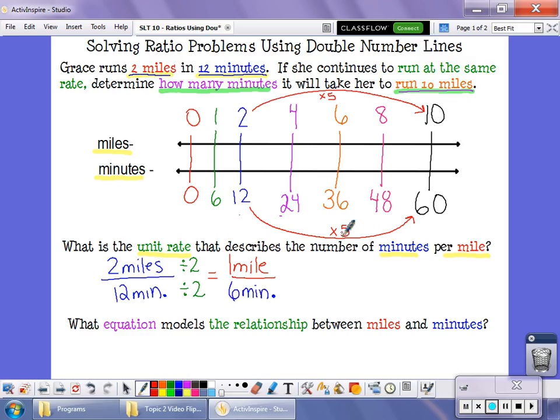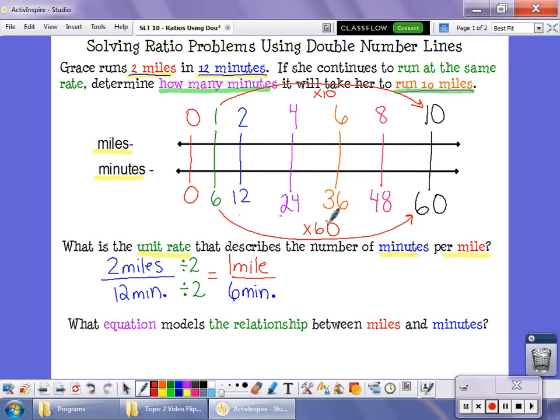Okay? We could have also taken it all the way back to our unit rate and done the same thing. Once we knew it was 1 mile, we could have done times 10 to get our 10 miles, and 6 times 10 to get our 60 minutes.